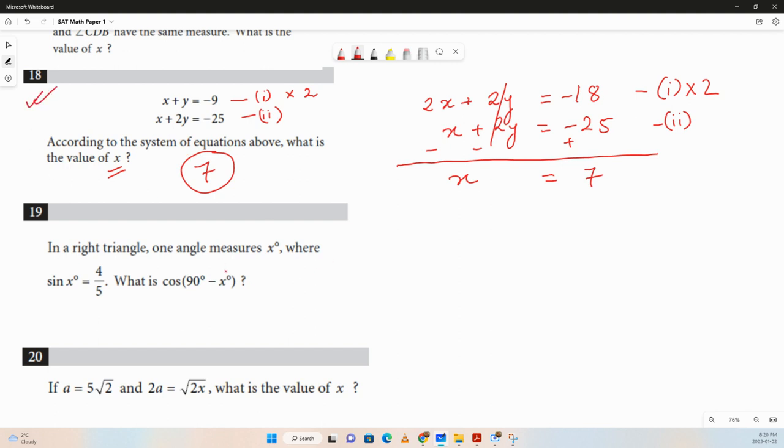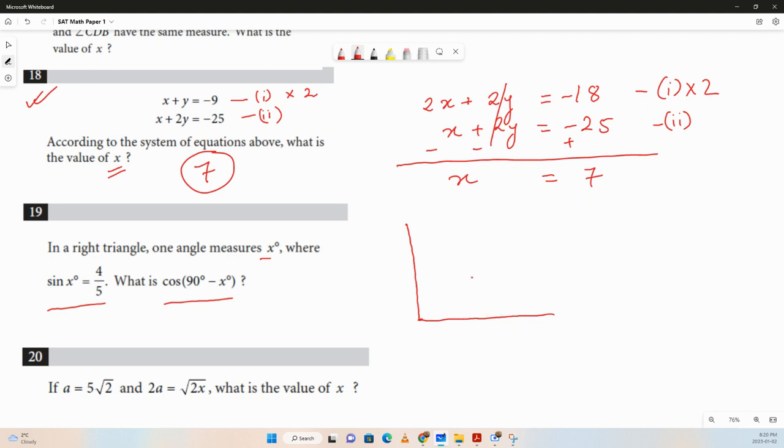So let's look at the next question. In a right angle triangle, one angle measure is x, whereas sine x is 4 over 5. What's the value of cos x? Whenever you get this type of question, my suggestion would be to draw the right angle triangle and find the ratio of the other sides.